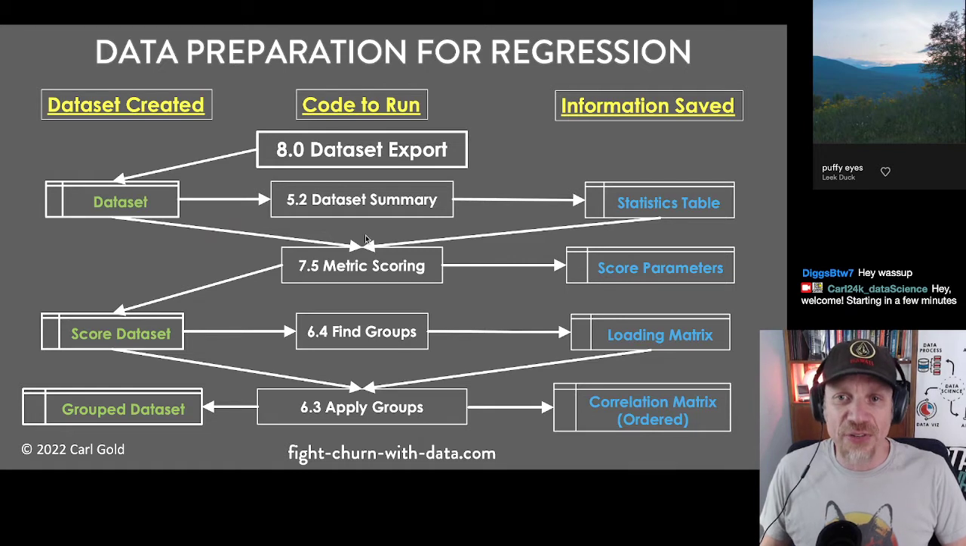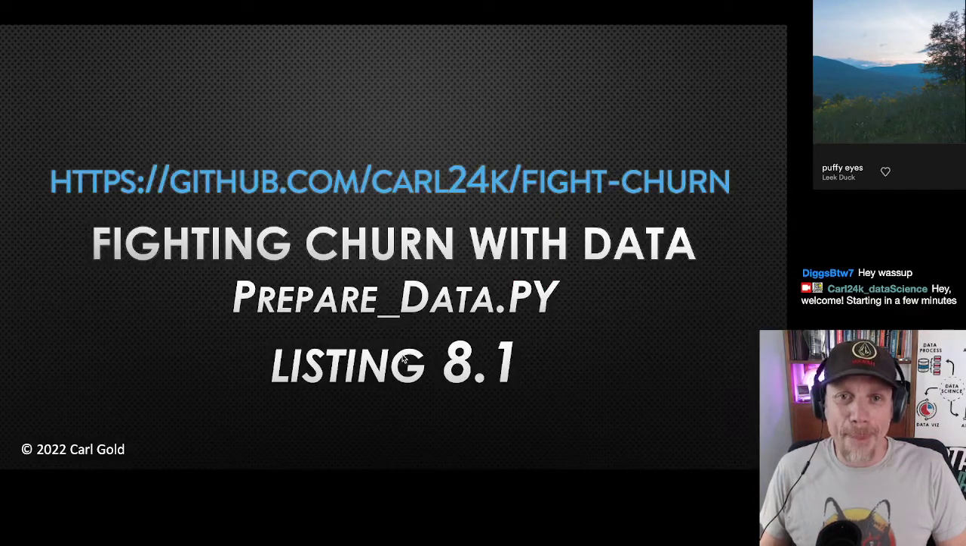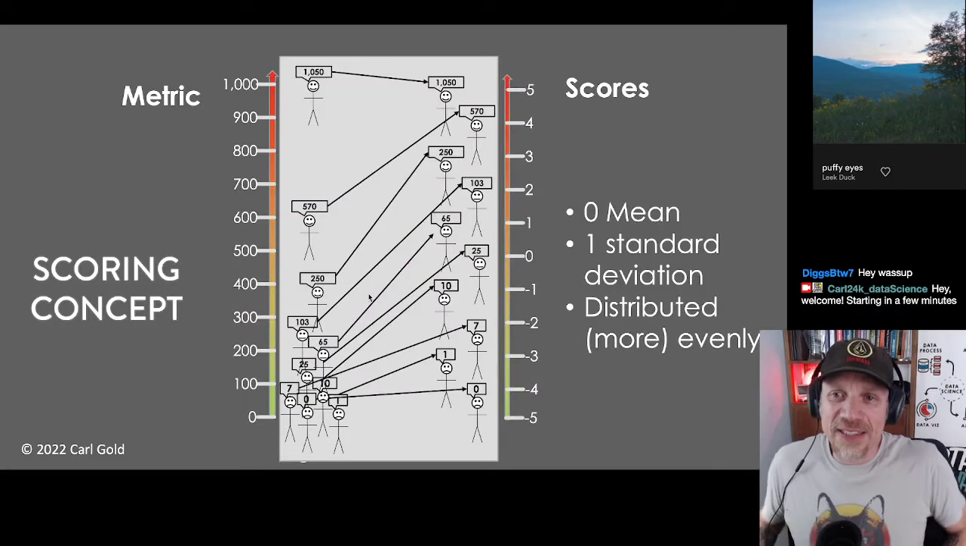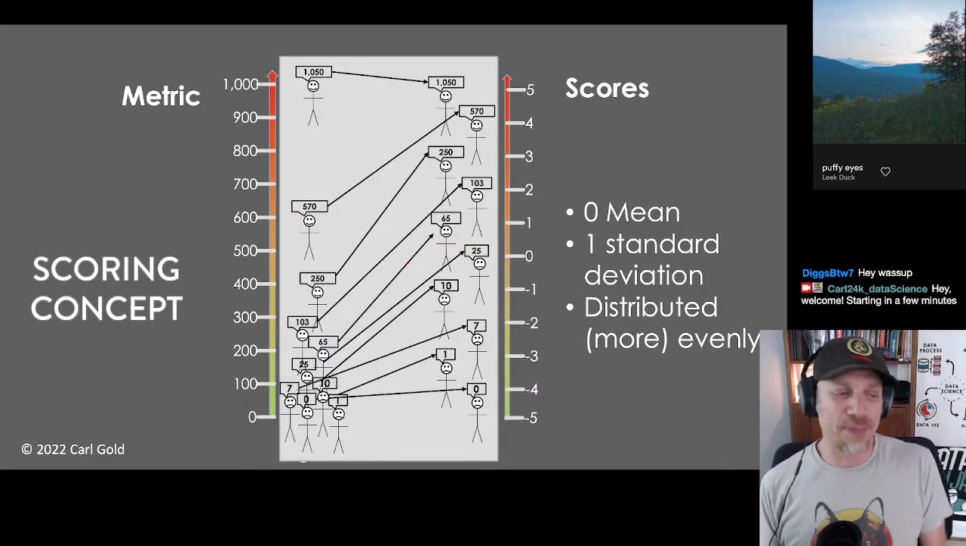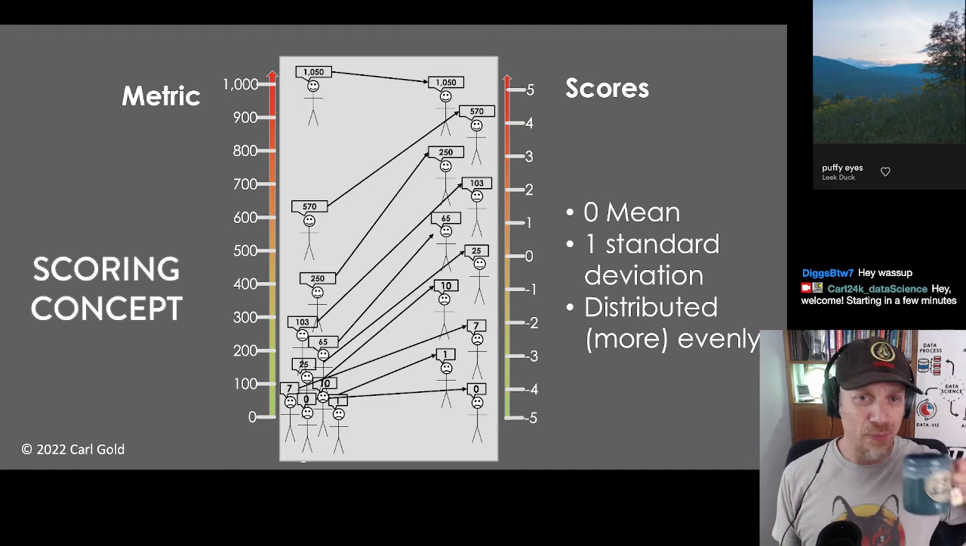So what is the metric scoring, which is the first step in the data preparation? Well, I did that. Yeah, this is what I'm showing you next. Sorry. Yeah, we already did the dataset export. Now we're doing the dataset summary and metric scoring. I showed you listing 8.1. And now this is what I want to show you. This is the concept of scoring shown here.